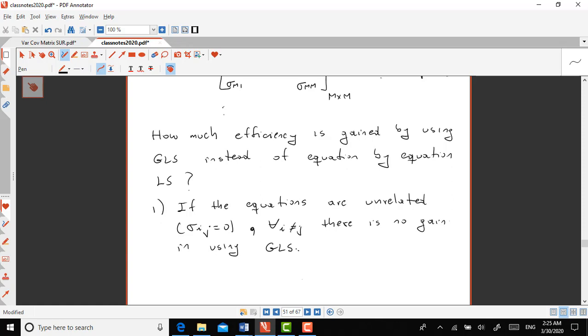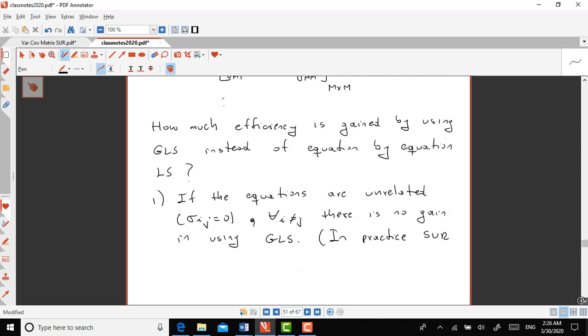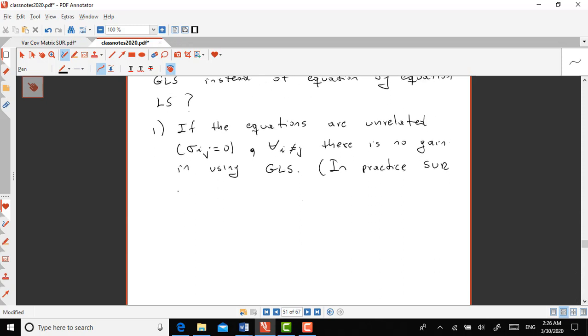Actually, there is even a test that allows you to see if those off-diagonal elements are equal to 0. The reality is that in practice, SUR is the default estimator. I used to teach that test, but SUR is what everybody is using. You don't gain efficiency, but you don't lose any efficiency on the other hand. So in practice, SUR is the default estimator.